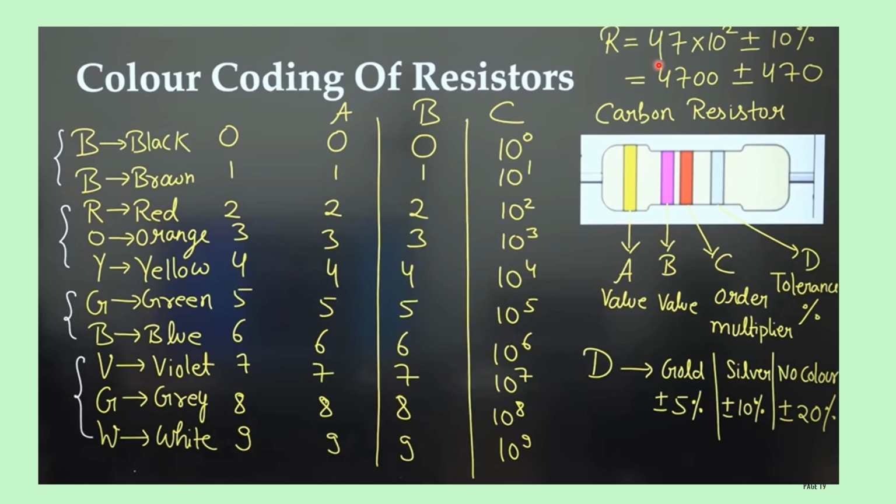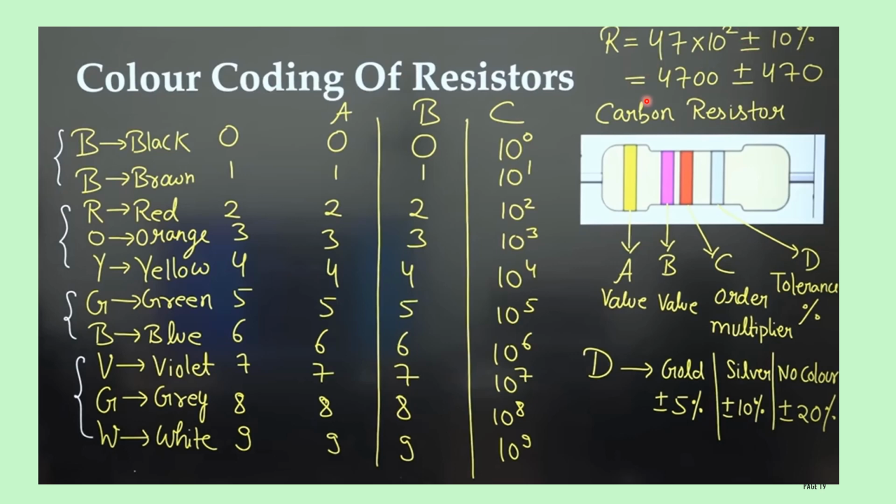First one is yellow, its coding is 4. Second one is violet, its coding is 7. Then the third band is red. This one we have to write in terms of order, into 10 to the power of 2. Then the fourth one is silver. It will give the error, plus or minus 10%.